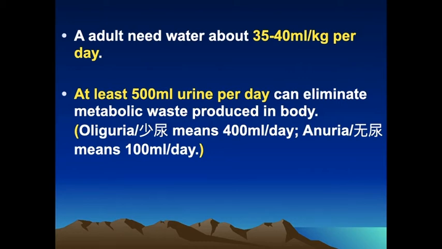And when it comes to the volume of urine, clinically, we have people who are suffering from very little urine. It's called oliguria. Oliguria means less than 400 milliliters per day. And anuria. Anuria means less than 100 milliliters per day.